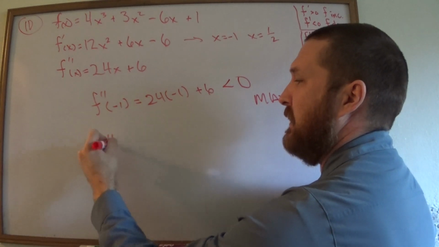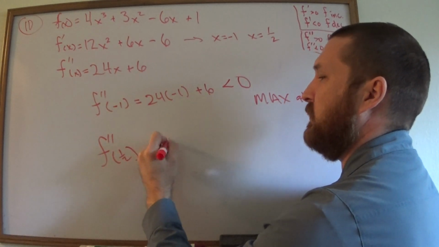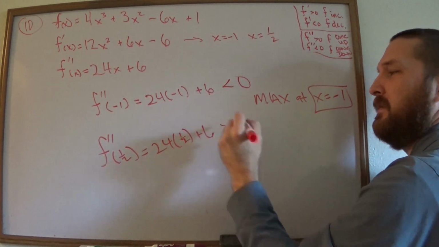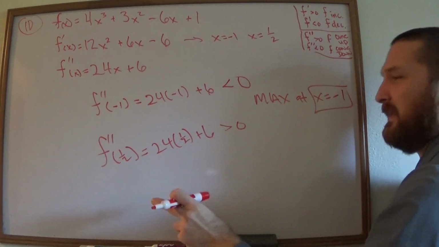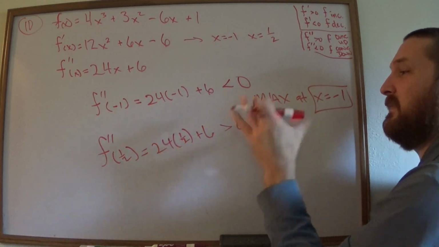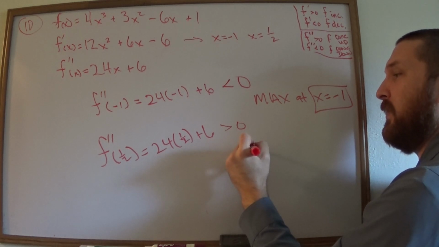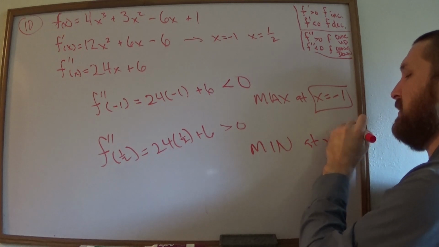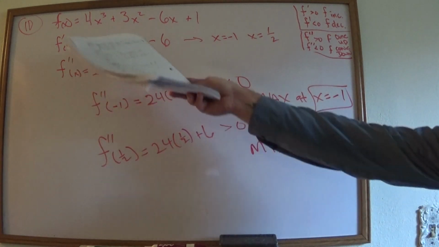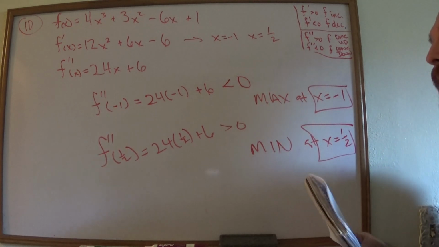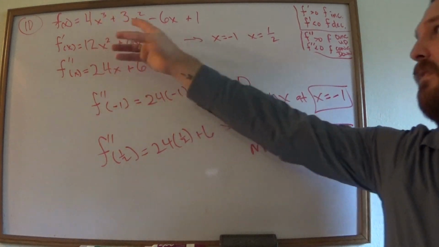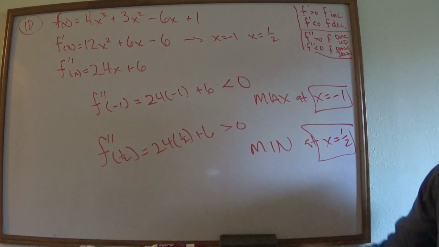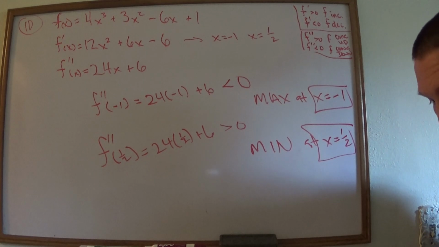Okay, f double prime of 1/2 equals 24 times 1/2 plus 6. Is that a positive or a negative number? Positive. So the second derivative is positive, concave up, looks like a cup, so it's a min at x equals 1/2. And you can see, in this case, it wasn't hard to graph this and actually figure it out. But if this was x to the 7th and blah, blah, blah, then you have x to the 6th. You're not graphing that anytime soon. And so you could just use the second derivative test, which is really nice, right?